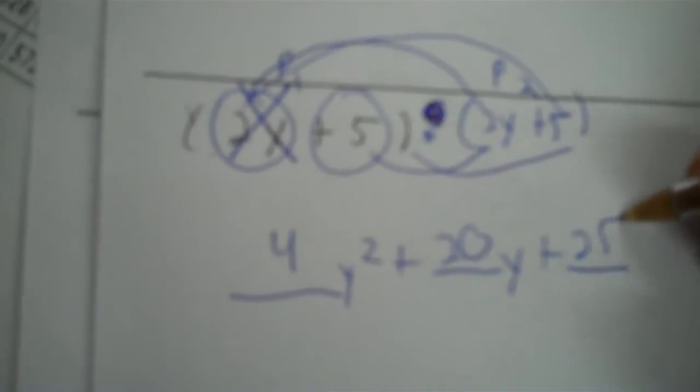Okay, y second, y, constant. So I go y second, then y, then the constant. So y to the second is 4. Y, you got a 10 and a 10, so 10 plus 10 is 20, and then 25. So you're adding the like terms now.